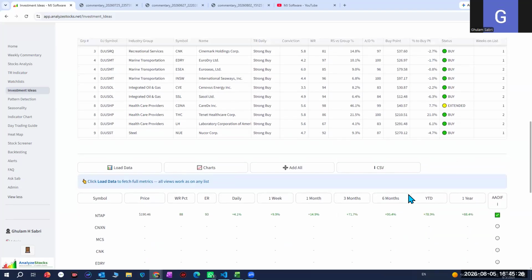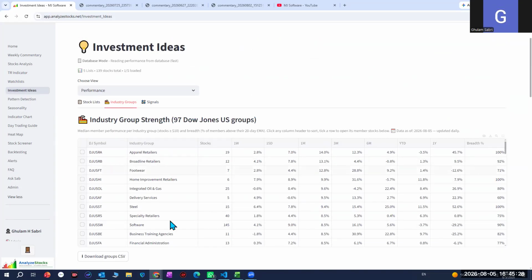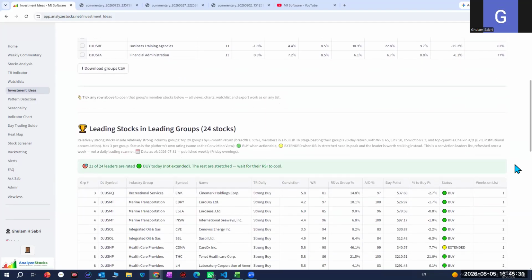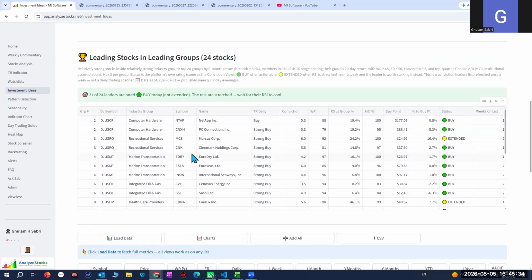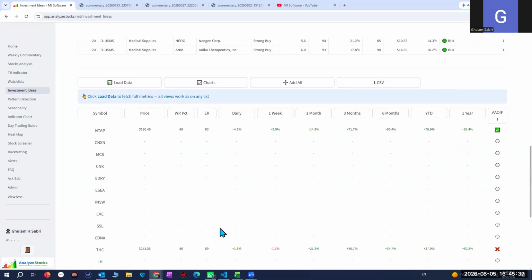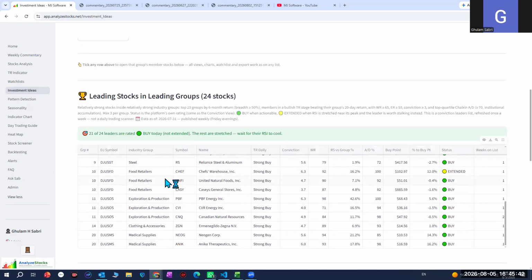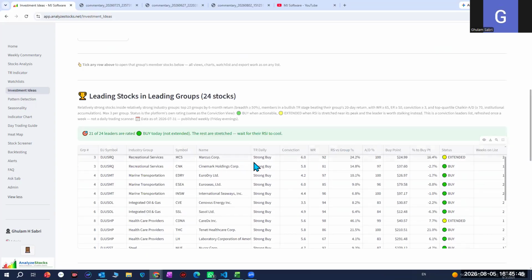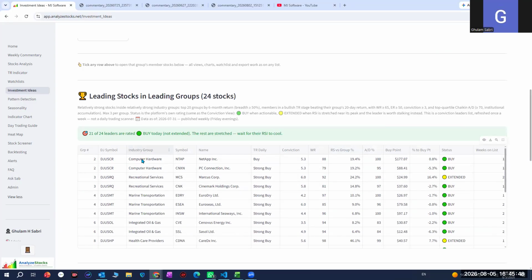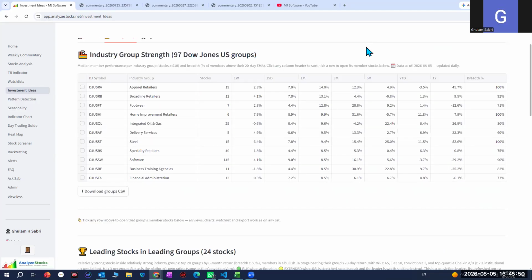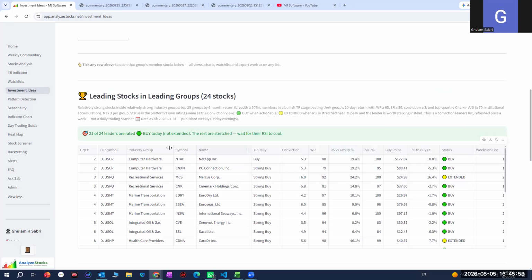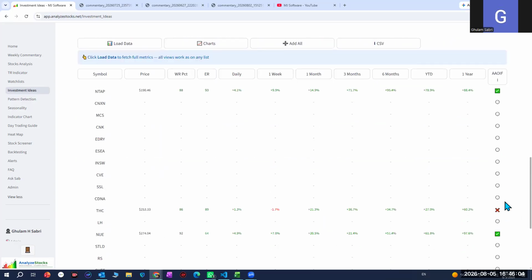So I can go and see which groups are performing better, and within those groups, which stocks are performing better. And then I can come down here and see those stocks. So for example, these are the leading stocks in leading groups. So these are the leading groups, and in each group, they are the leading stocks within that particular group. See what it is doing. So you have a lot of different information.